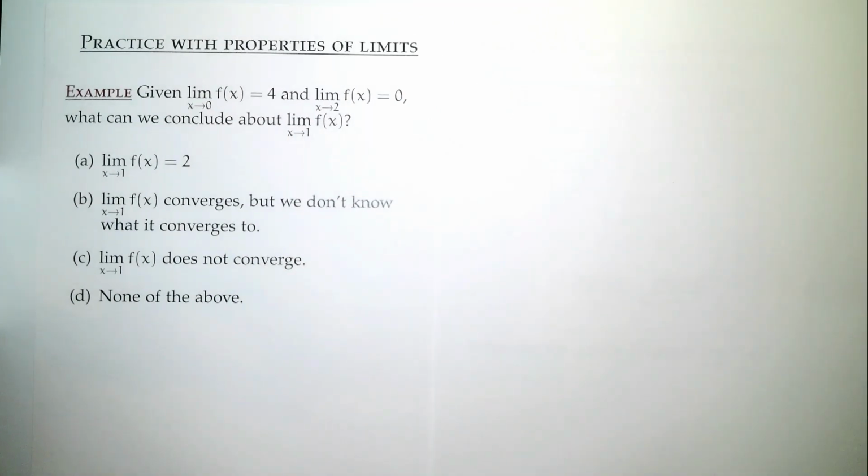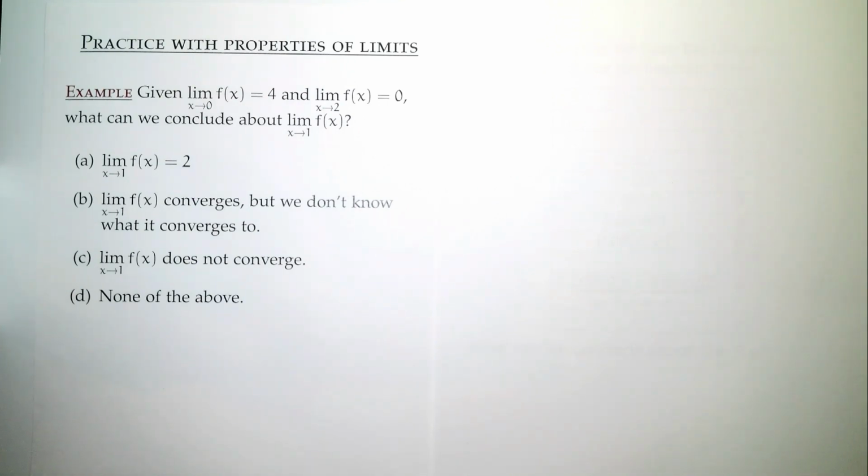Okay, practice with properties of limits. As an example, given that the limit as x goes to 0 of f of x is 4, and the limit as x goes to 2 of f of x equals 0, what can we conclude about the limit as x goes to 1 of f of x? There's a couple of different possibilities here. Did you figure it out? Well, you got a 1 in 4 chance.